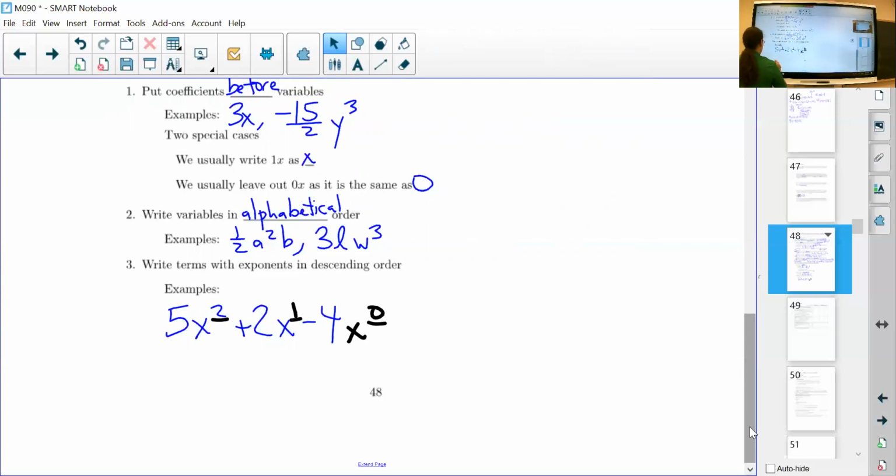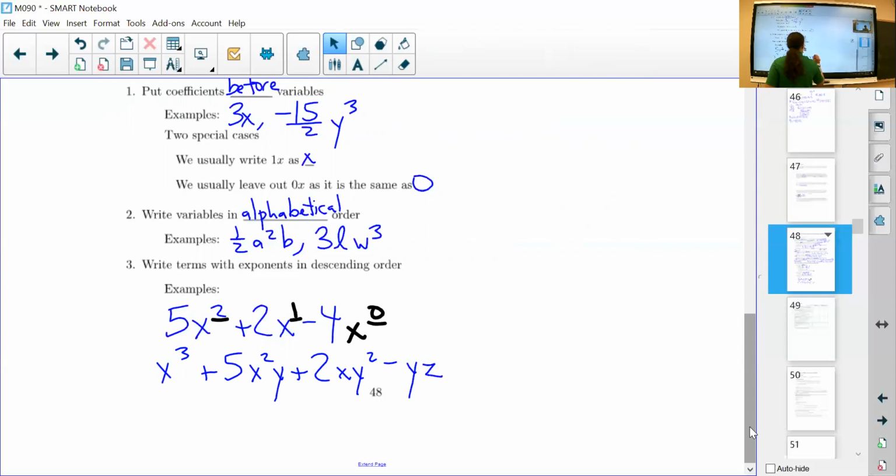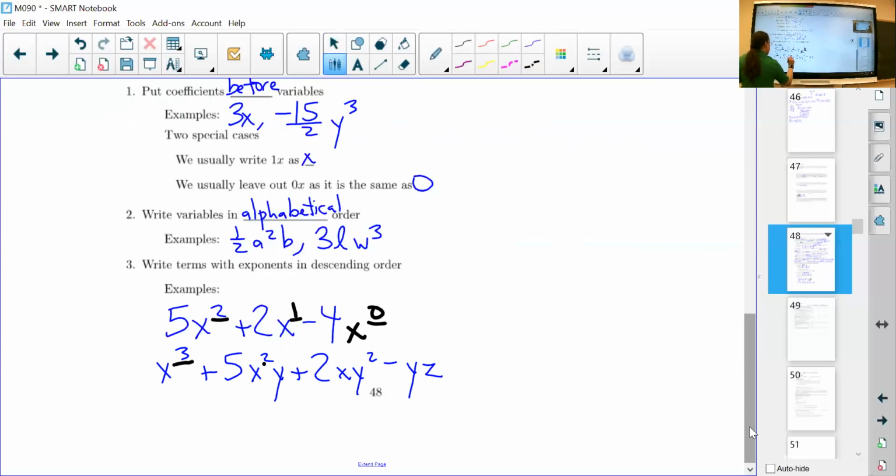Another possibility, we might have x cubed plus 5x squared y plus 2xy squared minus yz. There we go. So you'll see I look at the first variable alphabetically, that's x. I look at the numbers, and I have 3, 2, 1, 0.